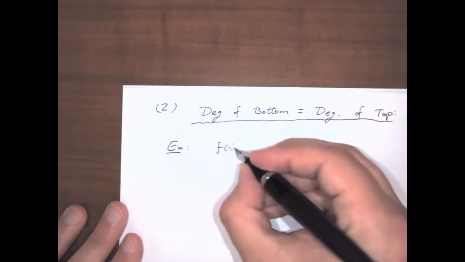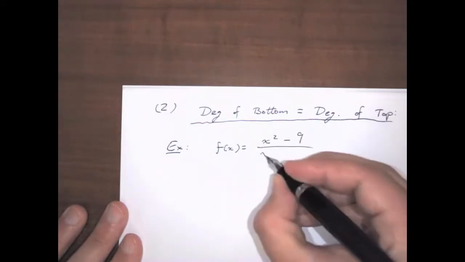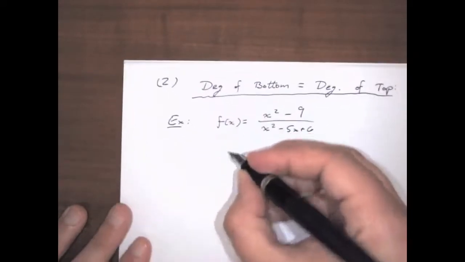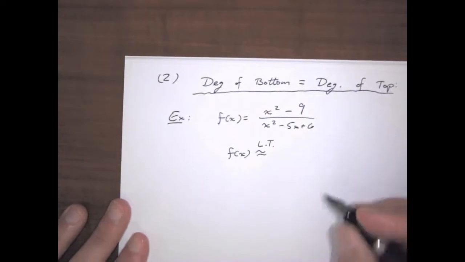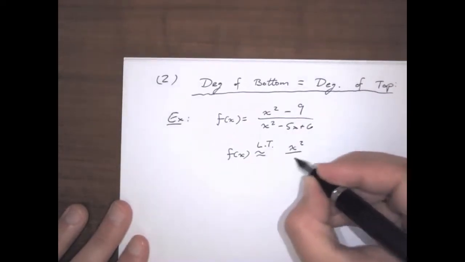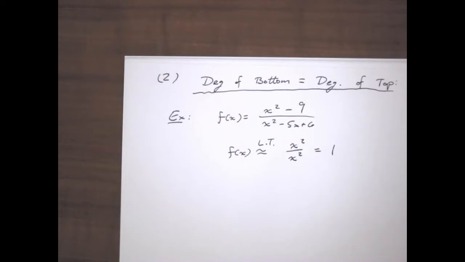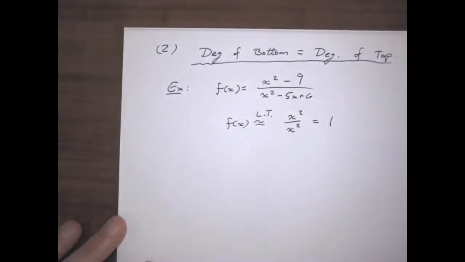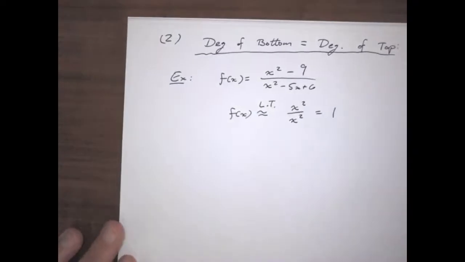For example, f of x equals x squared minus 9 over x squared minus 5x plus 6. So then, the long-term behavior of f of x is going to look just like the x squared over the x squared, which just cancels to make 1. And whenever the degrees are the same, it will always just cancel the x's away, and all that will be left is the coefficients. And what this means is that in the long term, the function is going to have a horizontal asymptote at that value. The y values of this function will be getting closer and closer to 1 the bigger and bigger x gets.